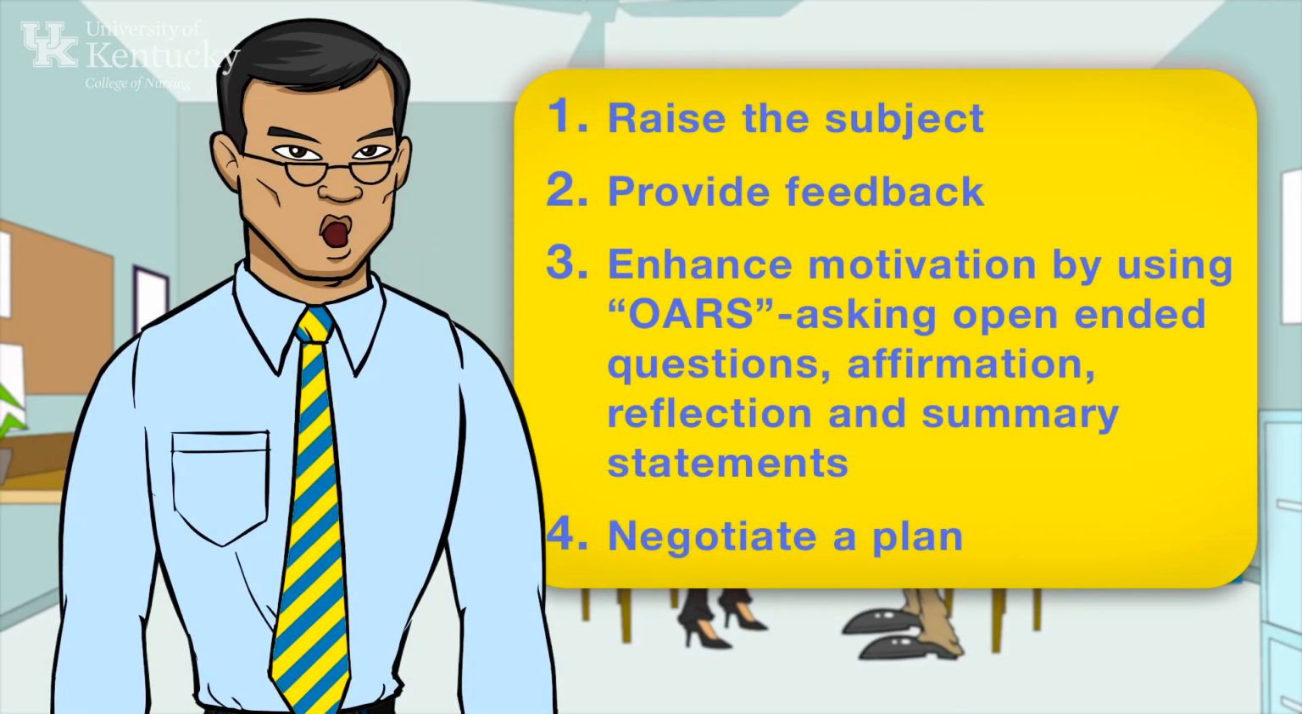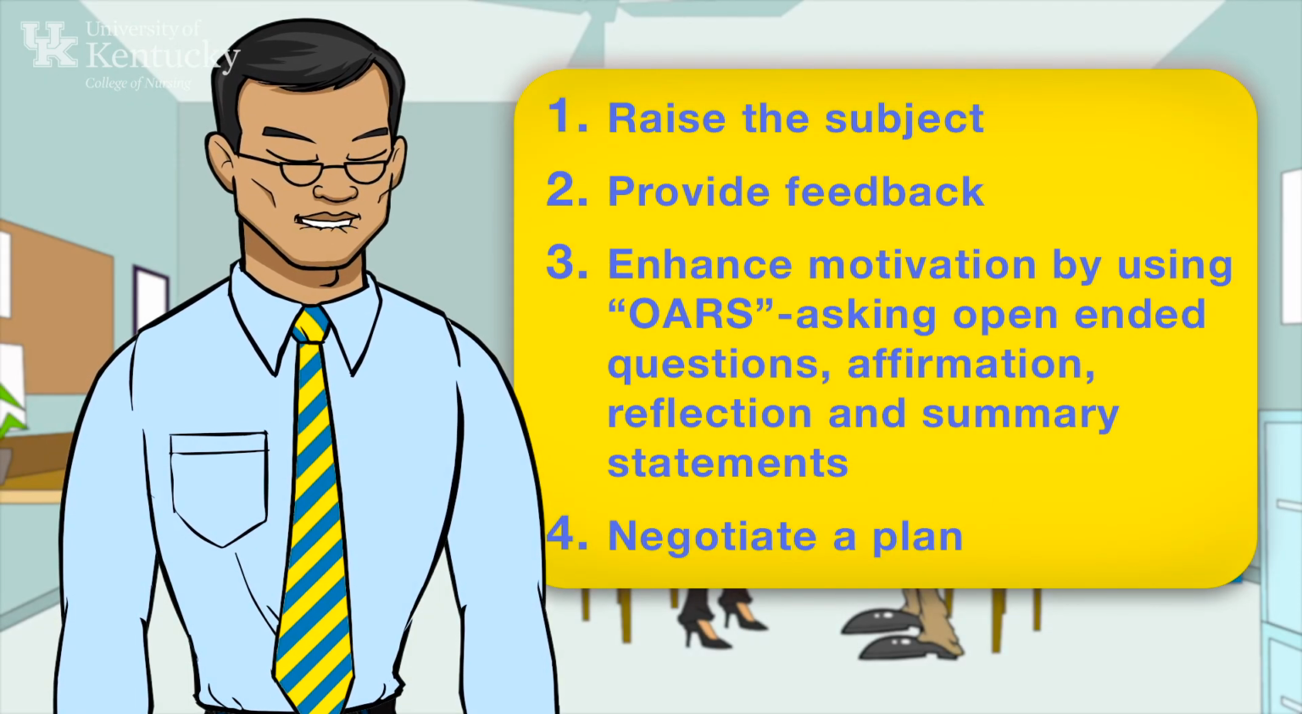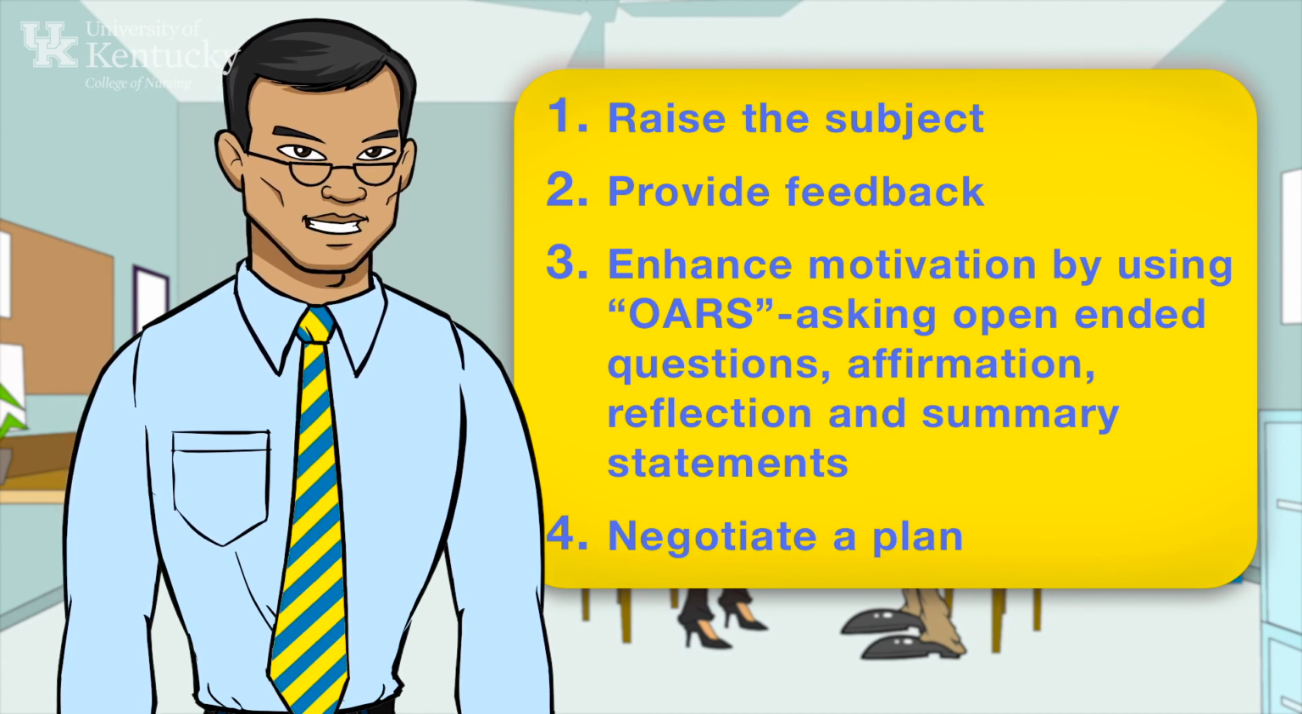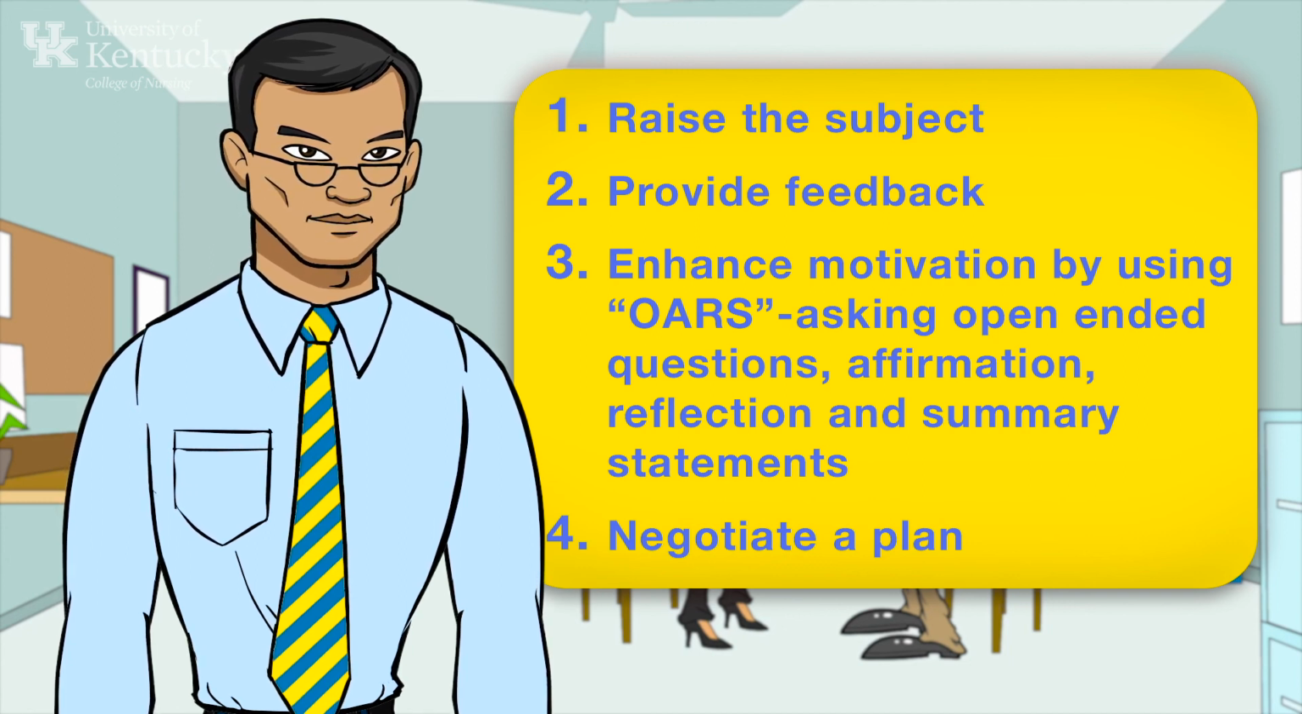Let's end with a review of the SBIRT process. 1. Raise the subject. 2. Provide feedback. 3. Enhance motivation by using ORs, asking open-ended questions, affirmation, reflection, and summary statements. And 4. Negotiate a plan.